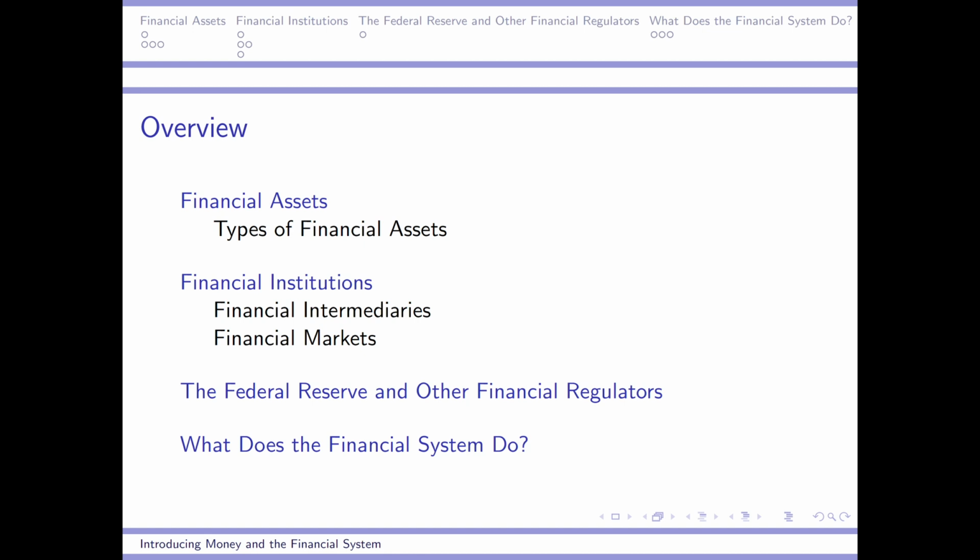As a brief overview, we're first going to be talking about financial assets and different types of financial assets. Then we're going to talk about financial institutions and the role that the Fed has with these financial institutions. And then finally, just a big picture, what does the financial system do? And this is going to be our compass for the rest of the course.